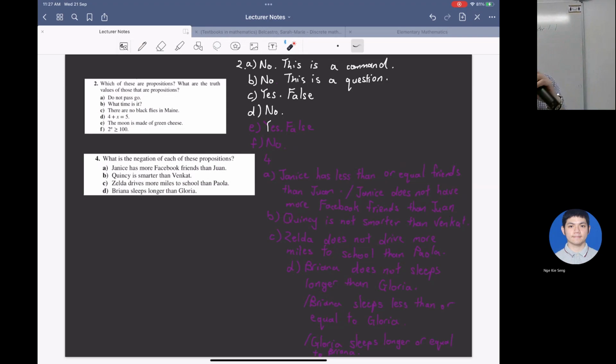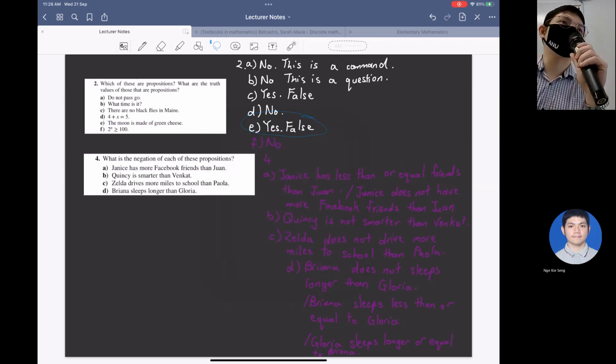The moon is made of green cheese. Is it a proposition? Yes? Why is it a proposition? Can you speak louder? It's a sentence, and also false. Okay, so it is a sentence, and it can be true or false, but not both. And the truth value of this sentence is false. But how do you know it's false? You went to the moon. Ah. Okay, maybe it's not green cheese. Maybe it's white cheese. Not sure.